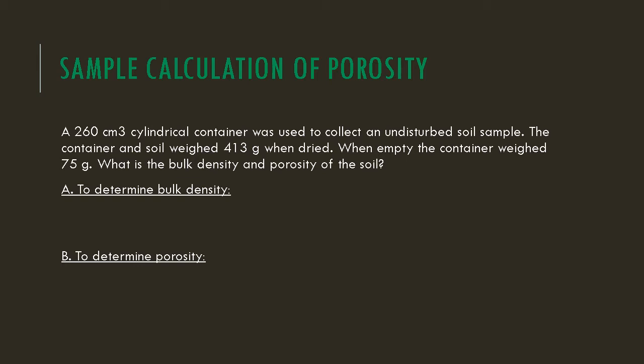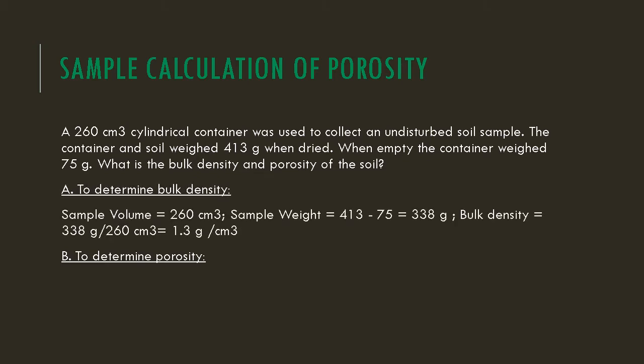First, we need to remember that we have been given the weight of the container to be 75 grams, and the weight of the container plus soil is 413. So if we are calculating the bulk density, we need to subtract the weight of the container from the container plus soil, so that we have 413 minus 75, then we have 338 grams of soil. Now, the bulk density will be the mass over volume, the mass of undisturbed soil over the volume of the soil, and that gives 1.3 grams per centimeter cube.